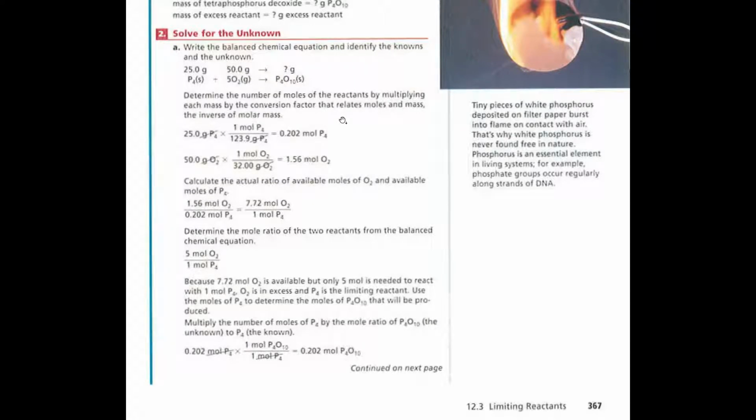So what we can do here is put moles of oxygen on top of moles of phosphorus. If we divide 1.56 by 0.202, you put that in your calculator, you will get 7.72, which means this is the same thing as writing 7.72 on top of 1. Do you see that? This fraction is the same as this fraction.